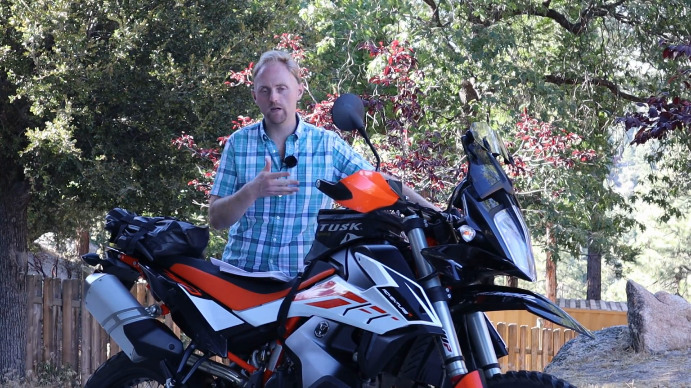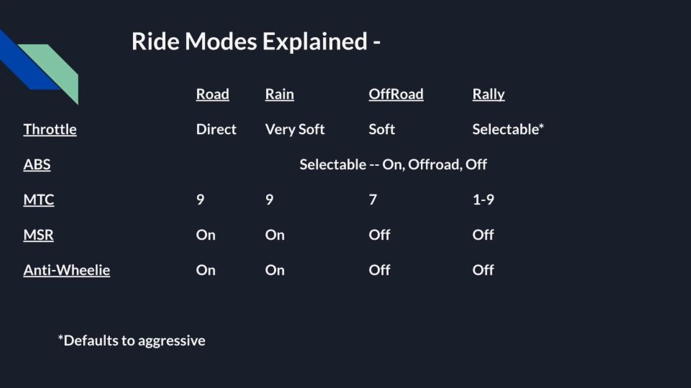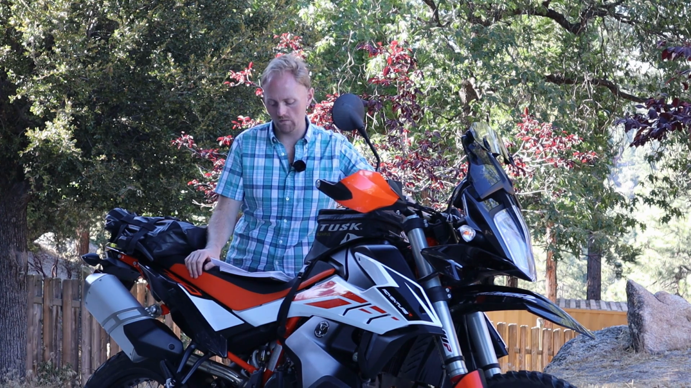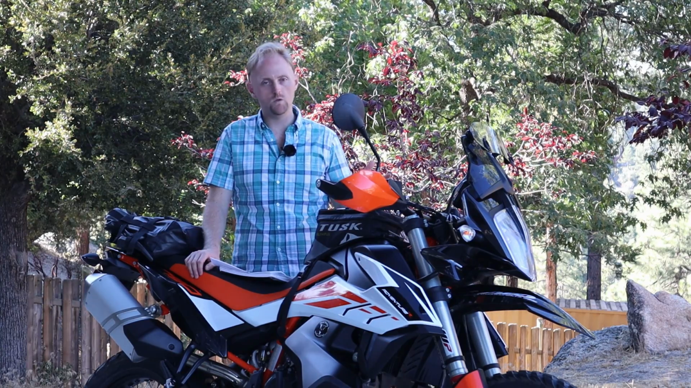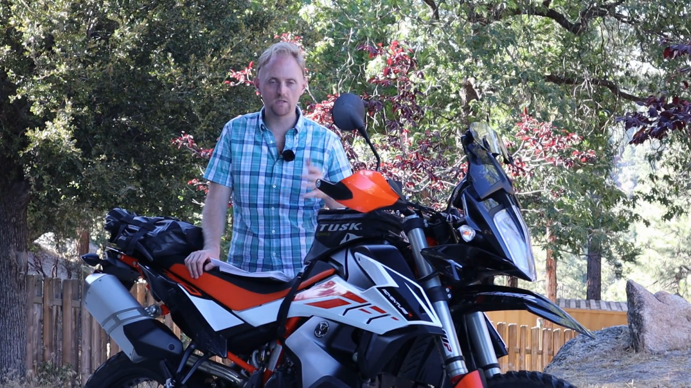So what rain mode does is it sets your throttle response to very, very soft throttle response. So you can twist the throttle a lot, and it doesn't give you a lot of power, which is really good for slippery road conditions. Let's say you're riding in snow or ice, that's probably where I would think this would be really useful as well. Again, your ABS is selectable no matter what mode you're in. But if you're riding in rain, hopefully you're going to have your ABS turned on.